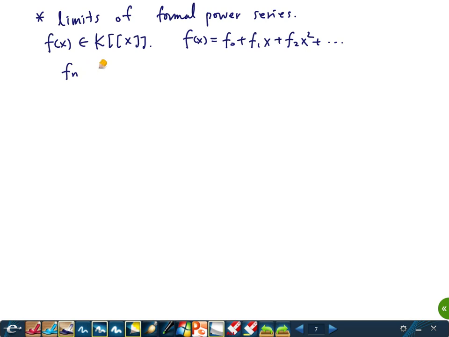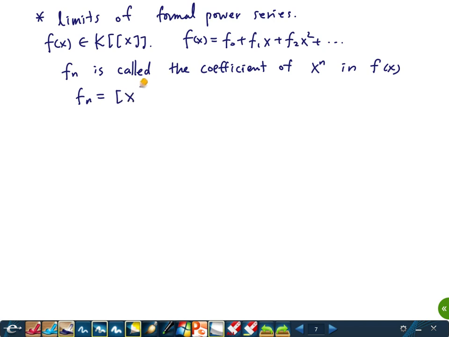Then f_n is called, I just use this without definition, but you will probably understand this, the coefficient of x to the n in F. This is denoted like this, bracket x to the n of f, or f of x. This means we compute the coefficient of x to the n, the number multiplied to x to the n in the formal power series expansion.